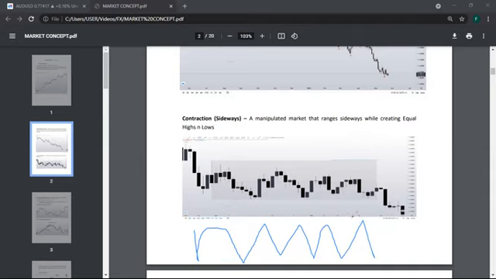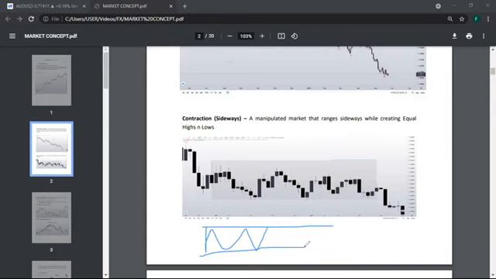Equal highs and equal lows are a market sentiment that simply means the market is failing to break and create a new high, and also failing to break to create a new low. Now, that is what a contraction in the market simply means.